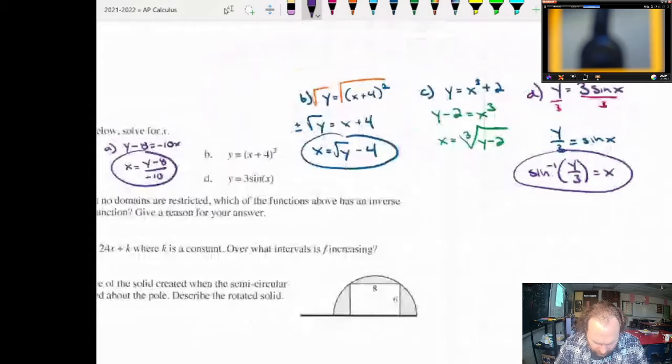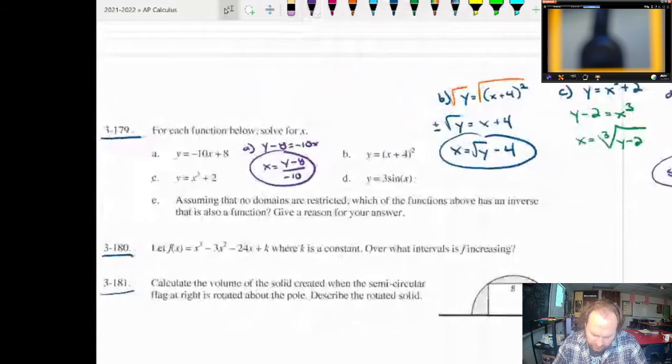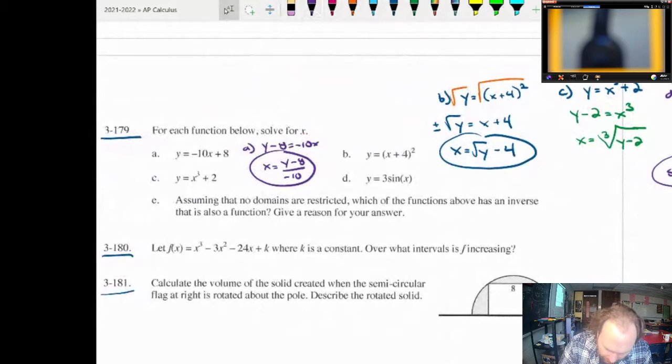Okay, we got our selection of problems there. Assuming no domains are restricted, which of the functions above has an inverse that is also a function? I can tell you right now the answer to that question is going to be A. This is no problems at all. A is a regular old linear function, so A works.